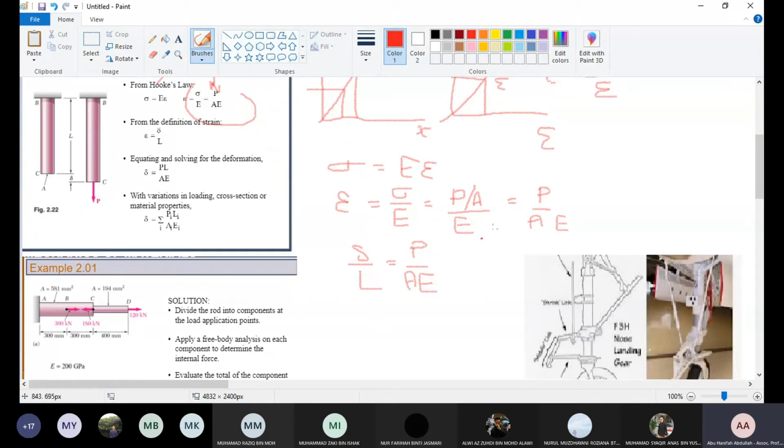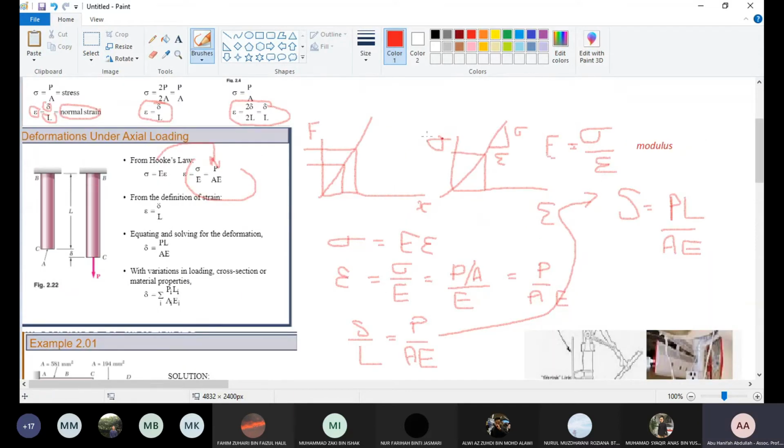So if you're looking for delta, you want to resolve this. Okay? So just delta, you have force times the length over cross-sectional area times modulus. So this becomes a standard equation.